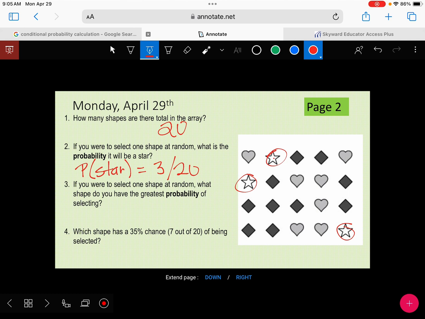Okay, if you were to select a shape at random, which shape do you think has the greatest probability? So which shape do we have the most of? Do we have more hearts, diamonds, or stars? Diamonds, who agrees that it's diamonds? I would agree.